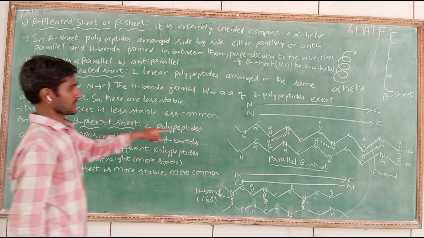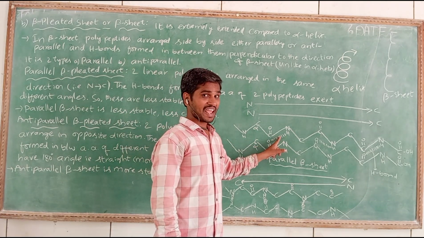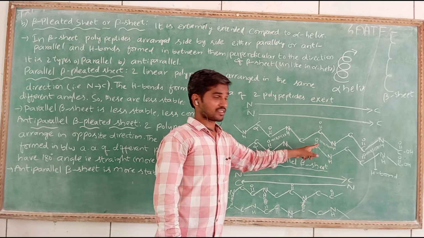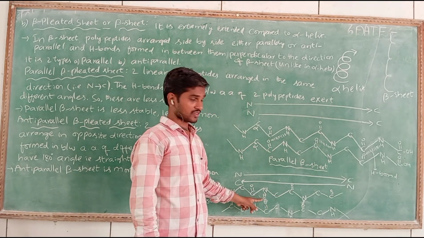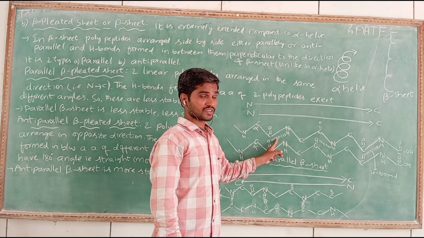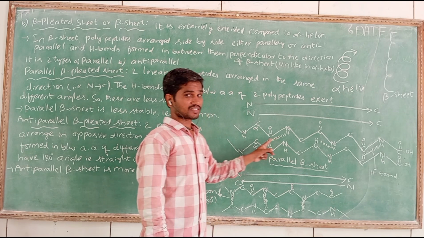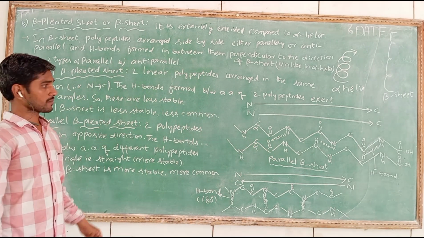So the hydrogen bonds here have different angles. They are not straight. They are in different angles. In this case, you see, these are straight. These have 180 degrees, but these are not straight. These are in different angles. So these are less stable. As a result, we can say parallel beta pleated sheets are less stable and at the same time less common.